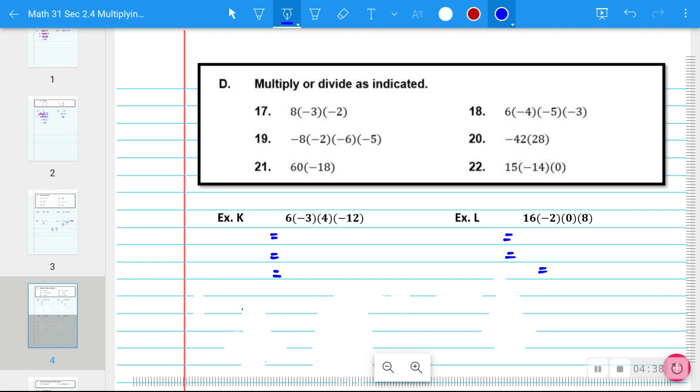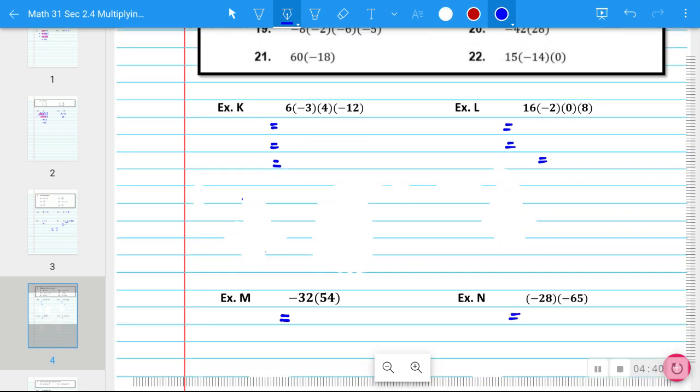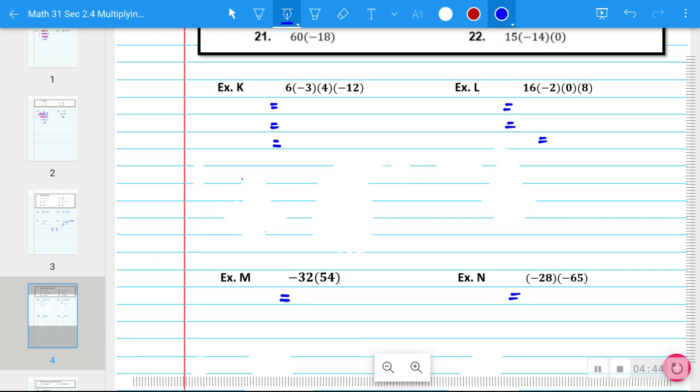Okay, on examples K through N, we're going to be doing a bunch of multiplication, so we'll just take it a step at a time. On the first one, you get a positive times a negative, and that'll give a negative. Oh, I got ahead of myself there. That's okay. That's negative 18 times 4 times negative 12.